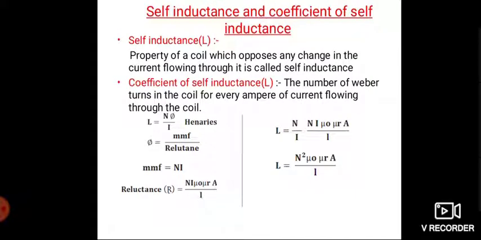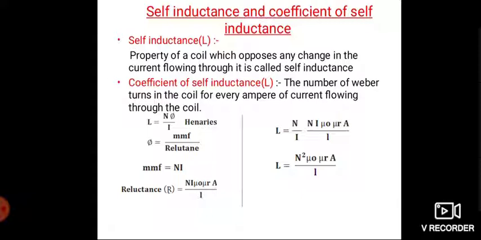Self-inductance and coefficient of self-inductance. So what is meant by self-inductance? The property of a coil which opposes any change in the current flowing through it is called self-inductance, which is represented as L, and the SI unit of self-inductance is Henry.